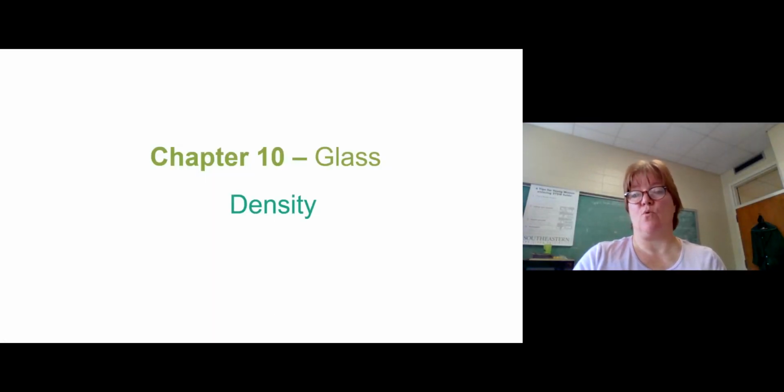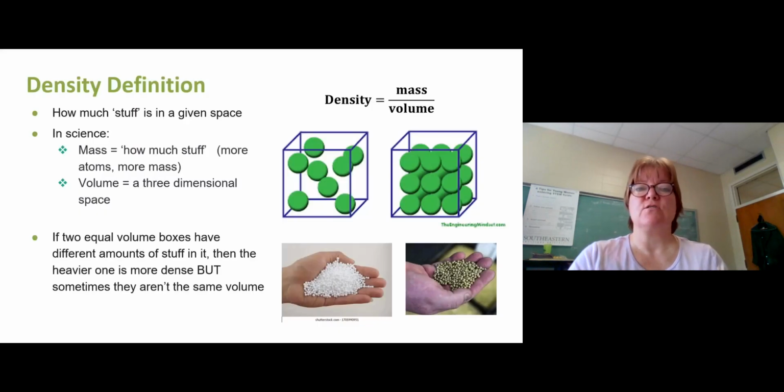Density is another important glass characteristic. And we're going to talk a little bit about density, as this is a science class. We're going to spend some time talking about density and how to measure it. So the definition of density is a substance's mass per unit volume. So how much stuff is there in a given amount of space?